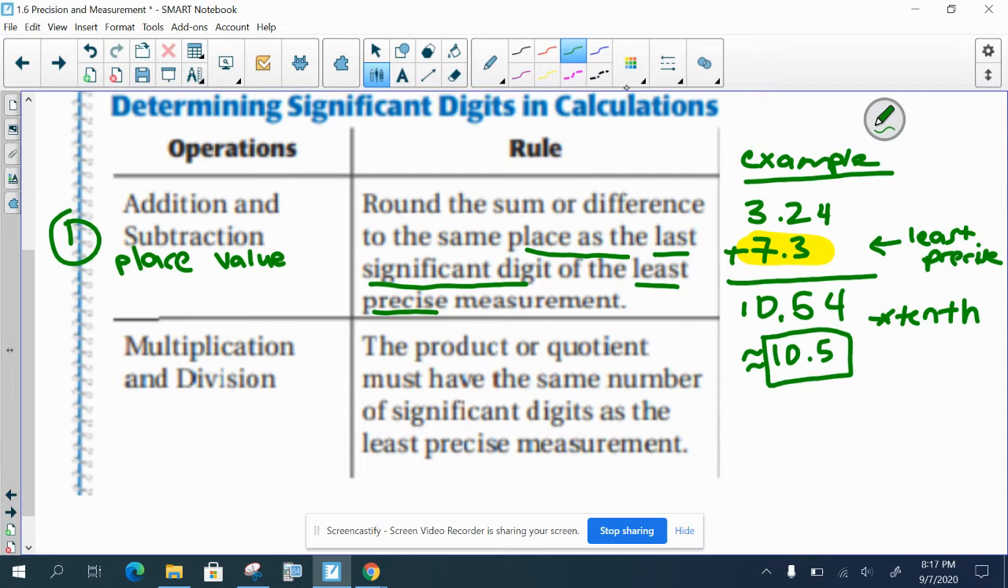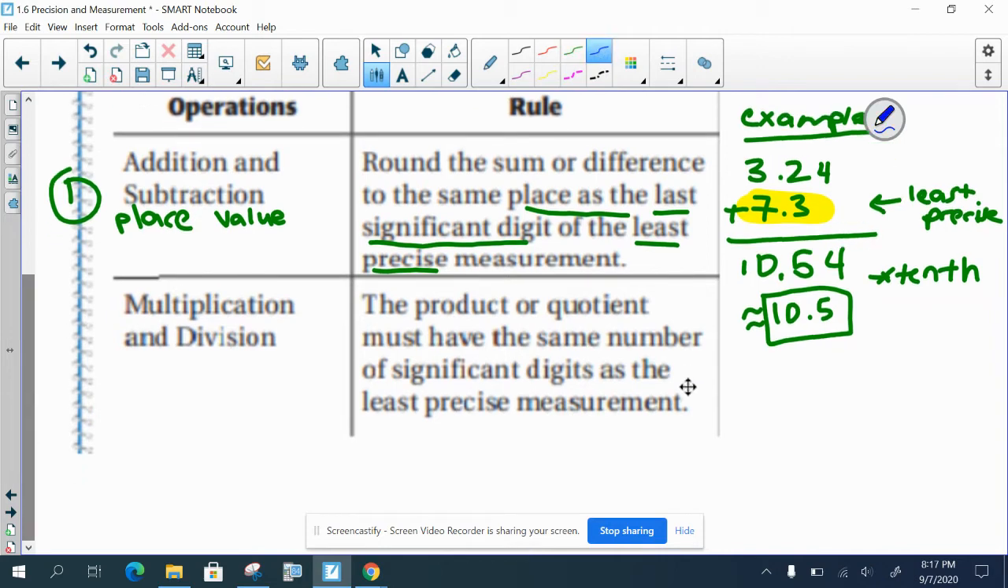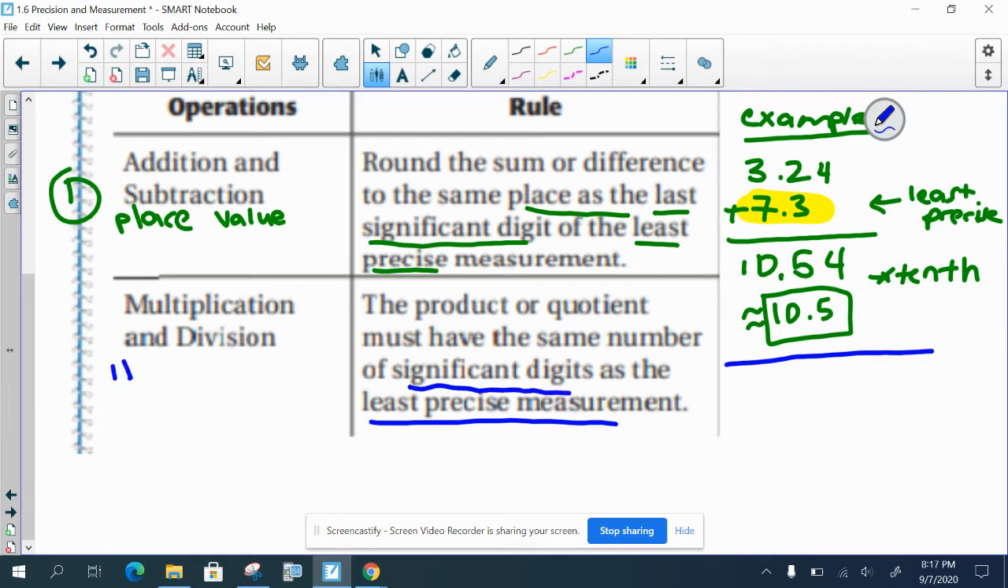All right, and then the second rule is multiplication and division. So it's similar in that it uses the least precise measurement. However, you're no longer looking at the place value of that least precise measurement, but the number of significant digits. And I'm going to use SD to represent significant digits. So adding and subtracting is based on place value. Multiplication and division is based on the number of significant digits, not necessarily place value.